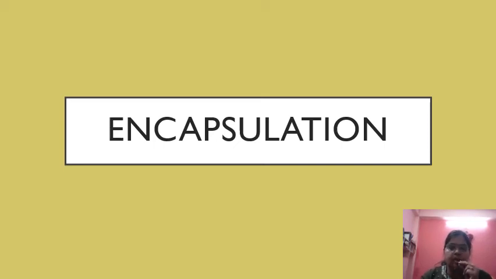Hello students, now we are going to start a new topic, encapsulation, which is one of the features of object oriented programming. There were four features in that: abstraction, inheritance, polymorphism, and encapsulation. Now we are going to see what encapsulation is.